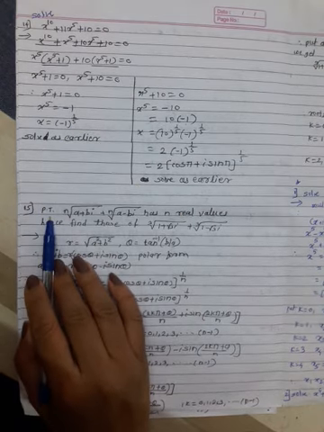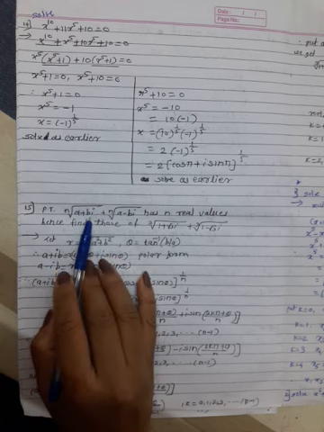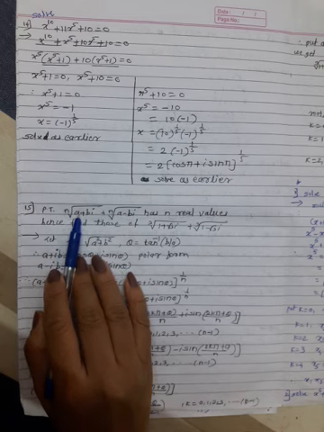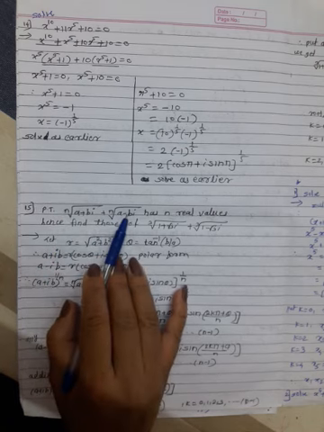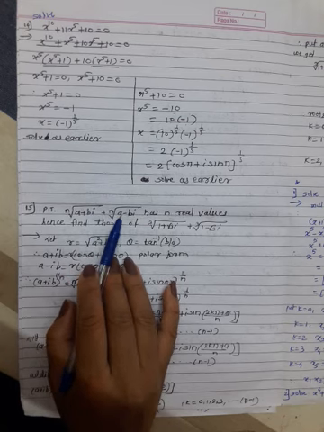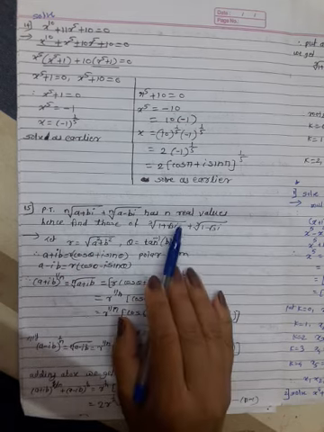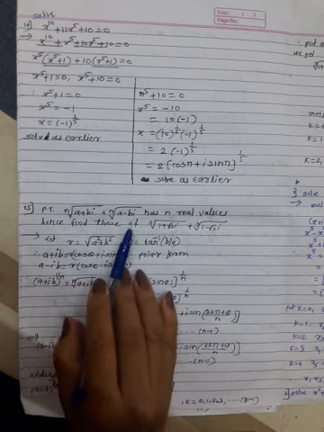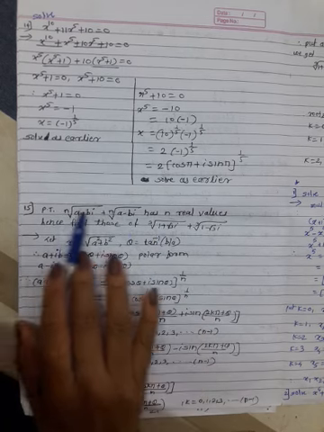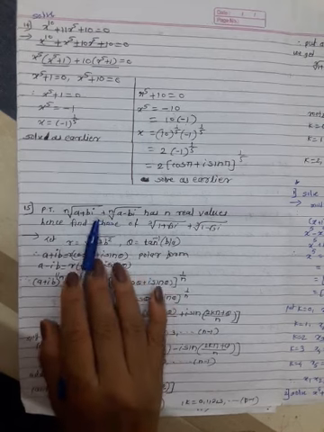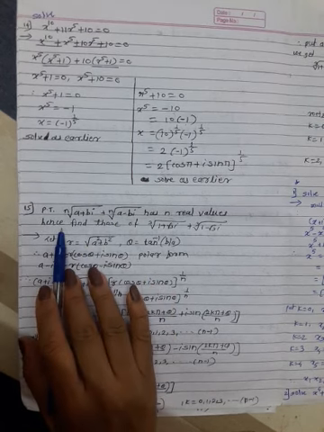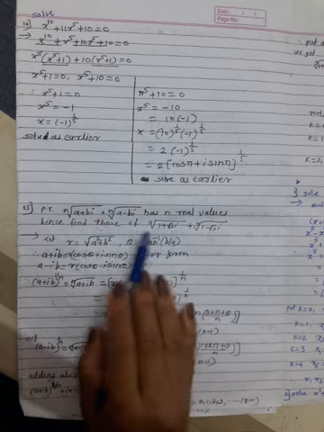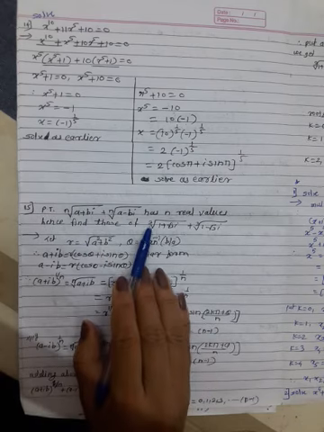Now next example, we have to prove that the nth root of a plus ib, this is one complex number, plus the nth root of a minus ib, its complex conjugate, has n real values, means n real roots. And hence find those, means we have to find the n real values of this, n real roots of this, and apply this theory for this example by putting a is equal to 1, b is equal to root 3, n is equal to 3.